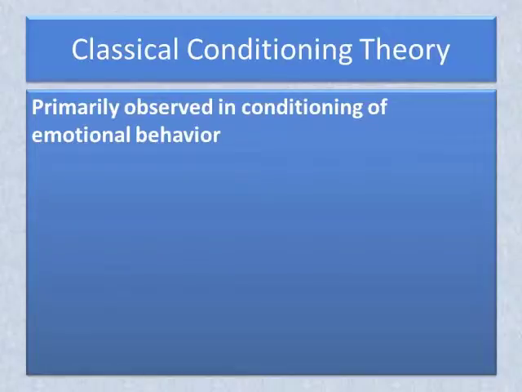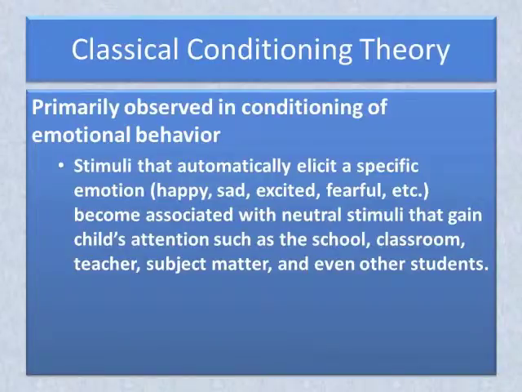While there are a wide variety of ways that animals and human beings are classically conditioned, the most often occurrence in a classroom or school setting is when a stimulus that will automatically elicit a specific emotion, such as happy, sad, excited, or fearful, becomes associated with a previously neutral stimulus, such as a teacher, another student, a subject, the classroom, or the school.